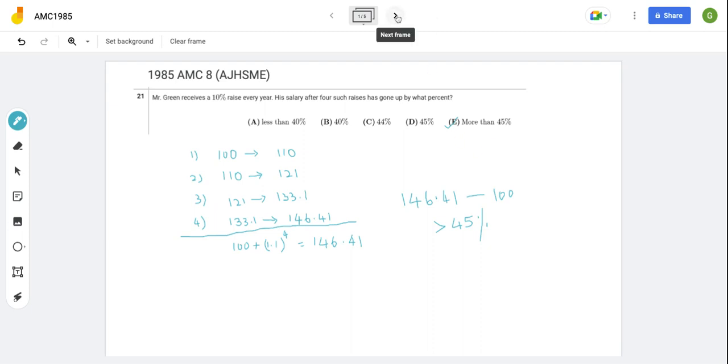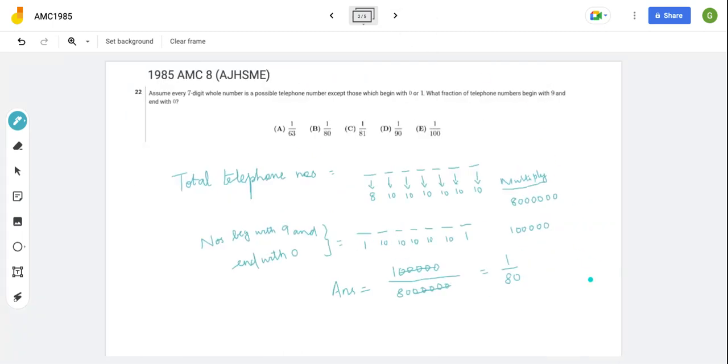Moving to the next question. Assume every 7-digit whole number is a possible telephone number, except those that begin with 0 or 1. What fraction of telephone numbers begin with 9 and end with 0?